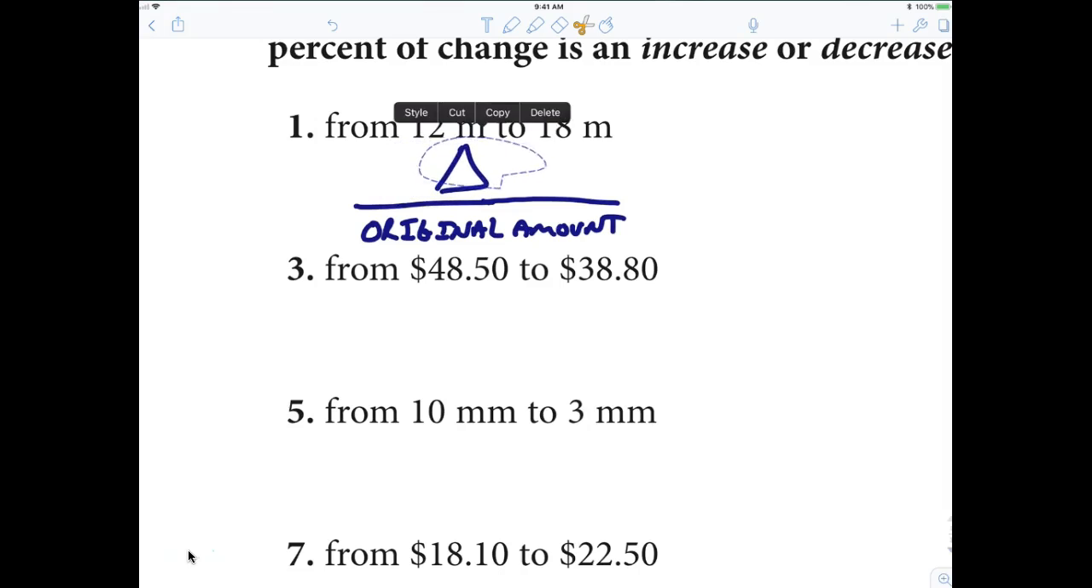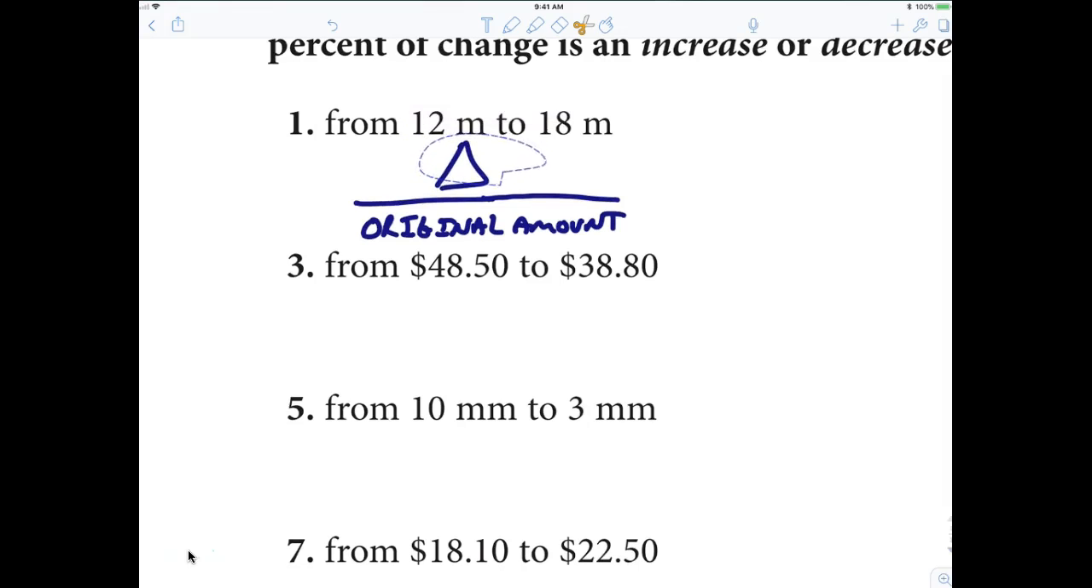Now, of course, some say it's the old minus the new, but I don't care about that. I want you guys to know it's the change. So from my perspective here, the change is 6. The original amount is 12. If I divide 6 by 12, that gives me 0.5. However, that's a decimal, not a percent.